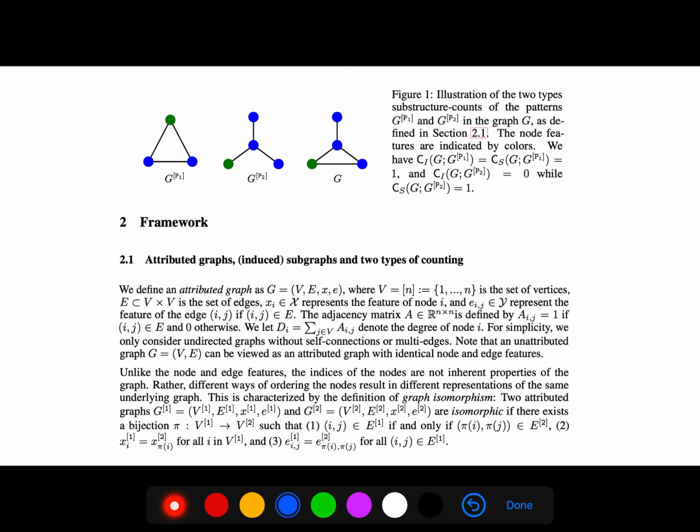So we define an attributed graph as having a number of vertices, with V, edges, X and E. And unlike the node and edge features, the indices of the nodes are not inherent properties of the graph. Rather, different ways of ordering the nodes result in different representations of the same underlying graph. This is characterized by the definition of graph isomorphism. Two attributed graphs are isomorphic if there is a bijection between them.